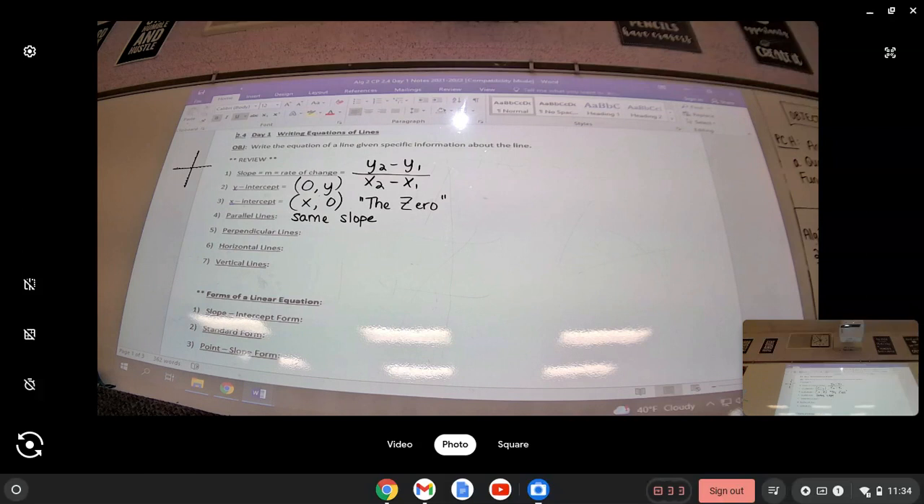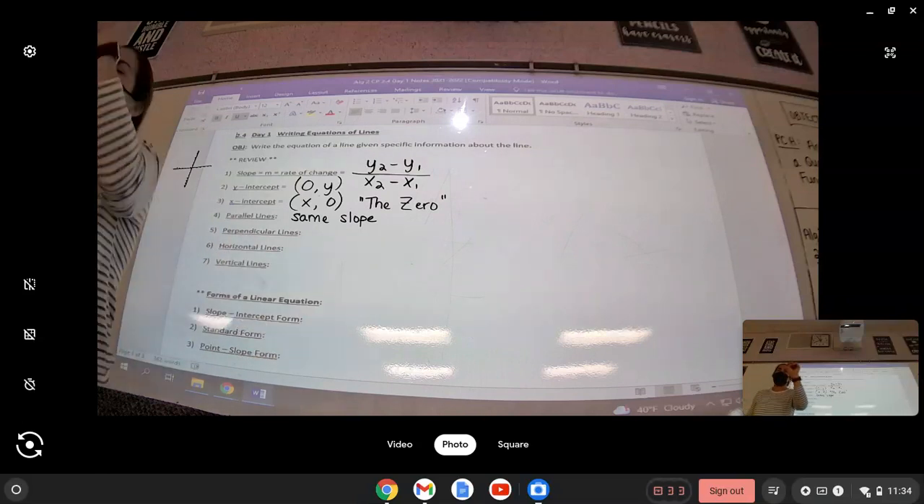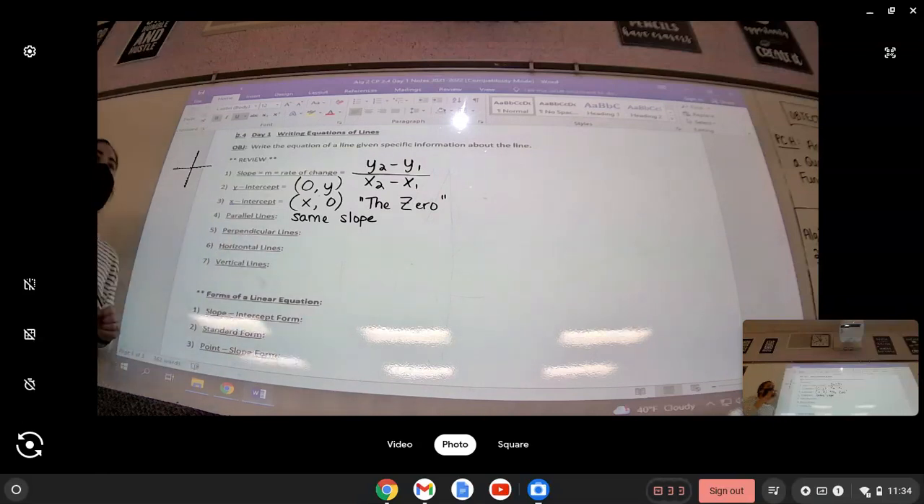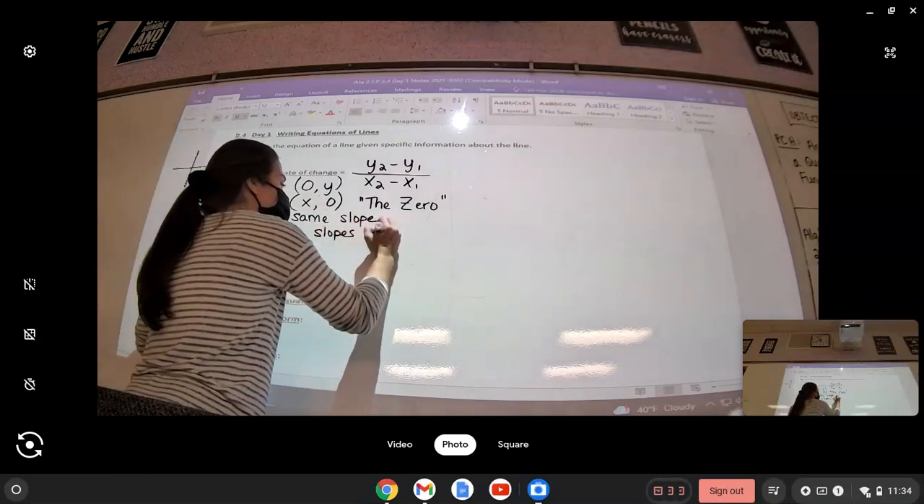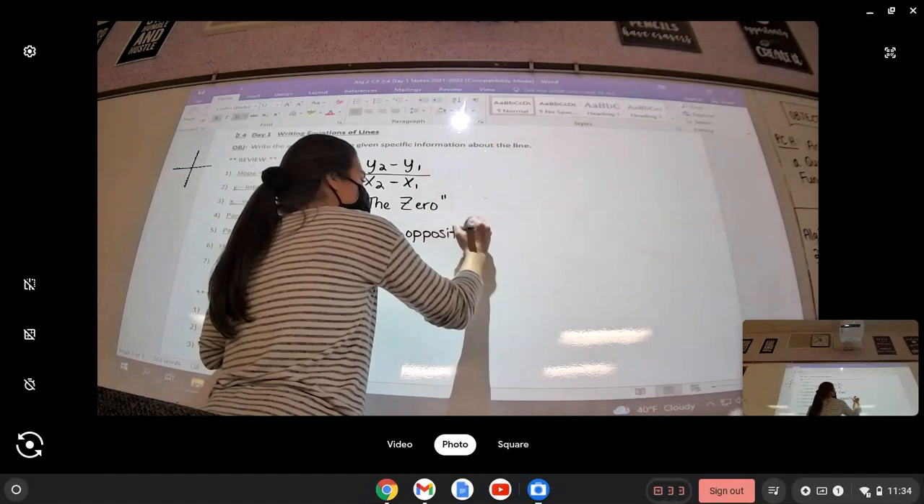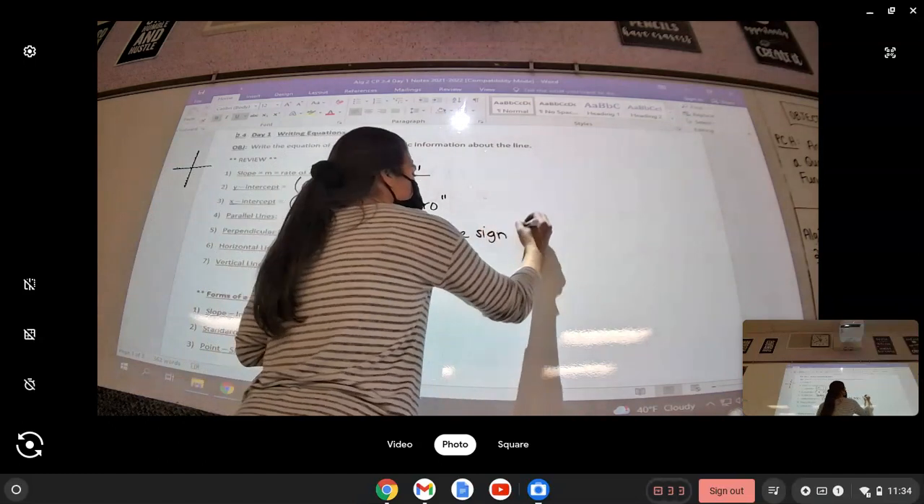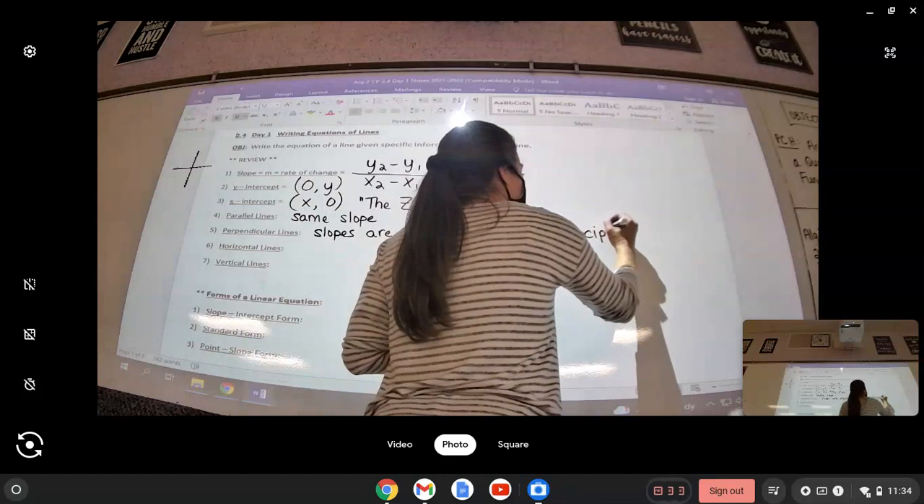If they mention the word perpendicular, they are trying to give you a clue about what your slope needs to be. And we know that perpendicular lines, what are their slopes to each other? Two things: reciprocal and opposite sign. So their slopes are opposite in sign. One has to be positive and one has to be negative. And they have to be the reciprocal. And they must be both conditions, not one or the other.